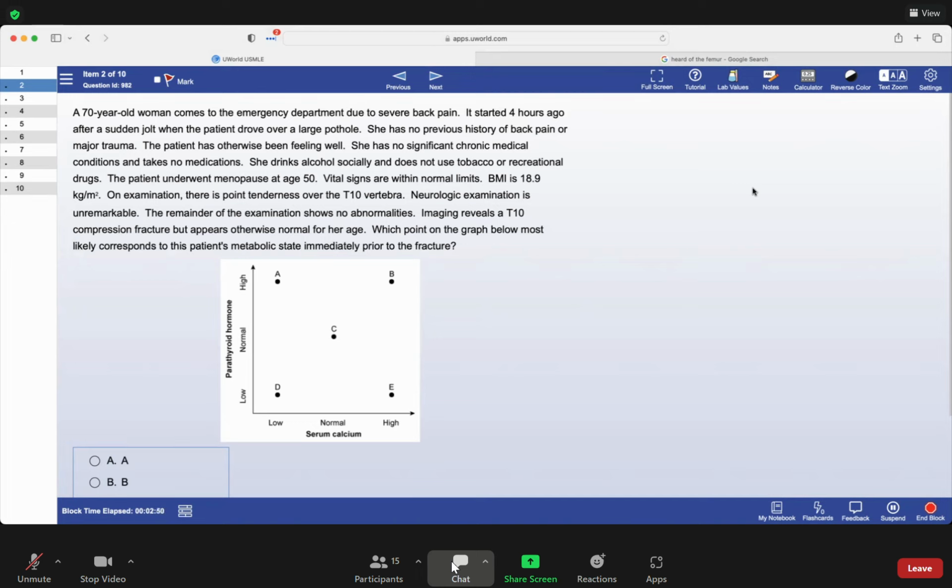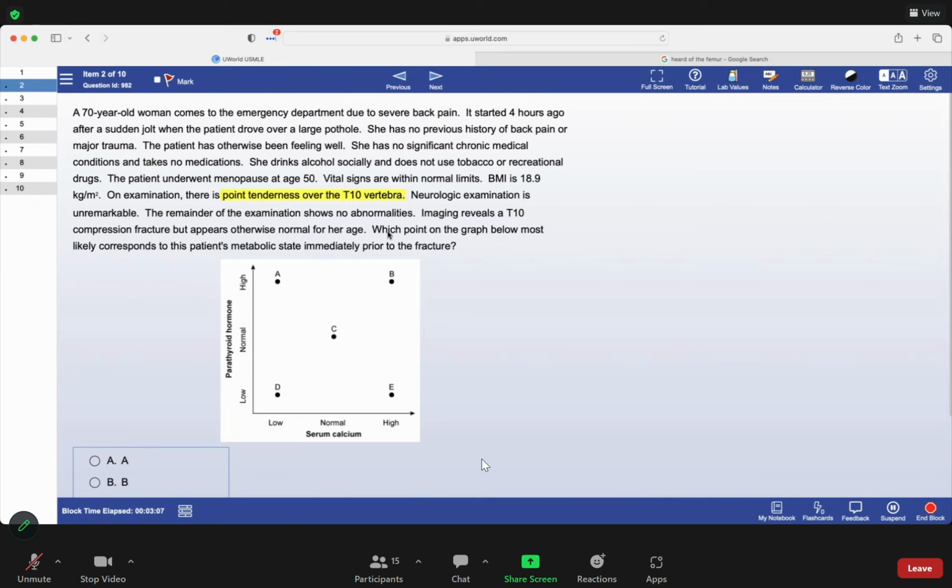What is the diagnosis? What does this patient have? A 70-year-old driving on a pothole, and now she has pain and tenderness over the vertebrae. That's a physical exam on the back. We feel it for vertebral compression fracture. She has a vertebral fracture, 70-year-old.